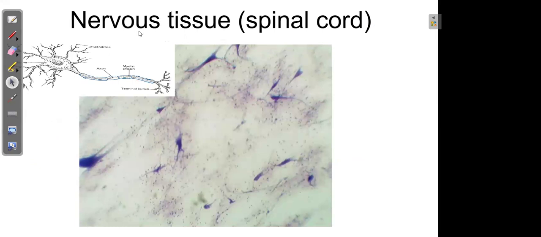So here you can see a picture of the nervous tissue which has been taken from a microscope. You can see a number of nerve cells, they are interconnected. Here you can see this one is a nerve cell, this one is a nerve cell. So this one is a nerve cell. There are many nerve cells which are interconnected with each other. This is the nervous tissue of the spinal cord.